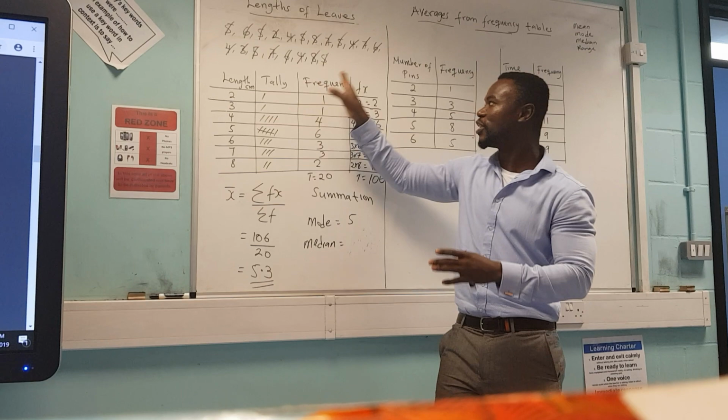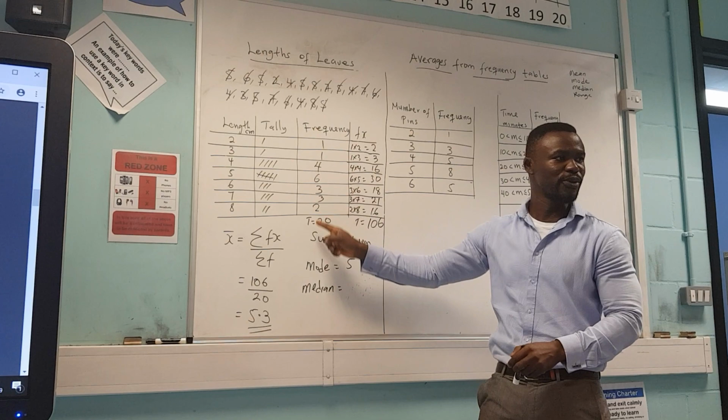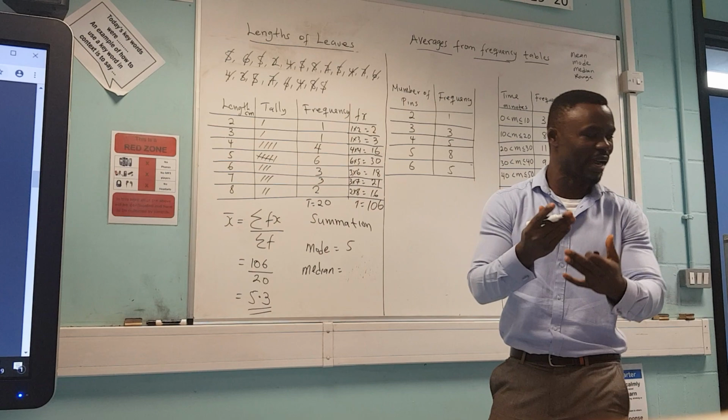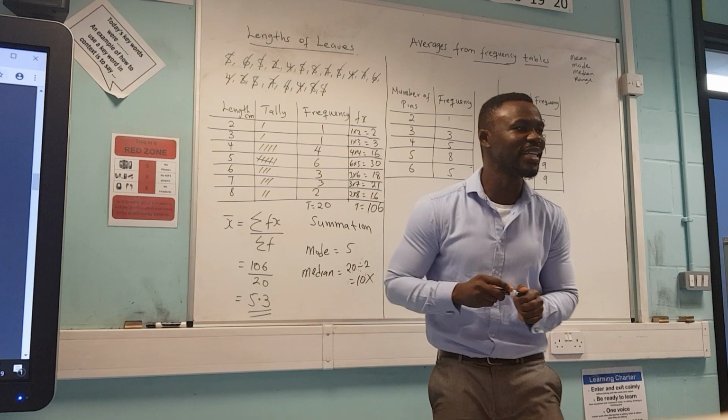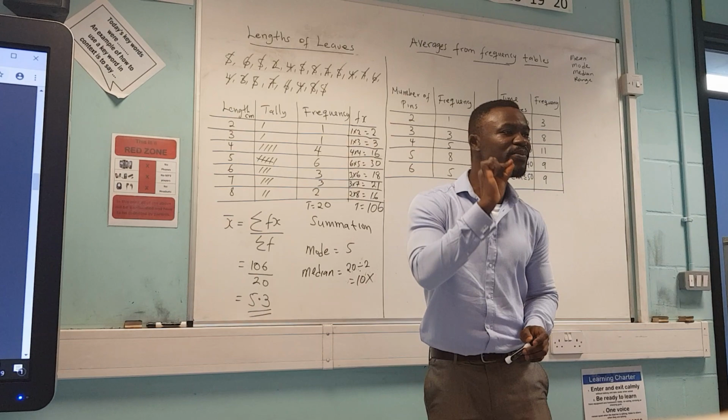So to find the median, find the middle number here on your frequency. What is the total frequency here? 20. So if I want the middle one, it means half of it. So the median is 20 divided by 2, which gives you what? 10. But please, I'll put a cross here. The 10 is not your answer. That's why I've put the cross there. It's not your answer. What the 10 means is that go back to the frequency.